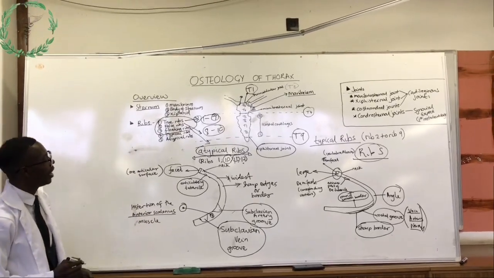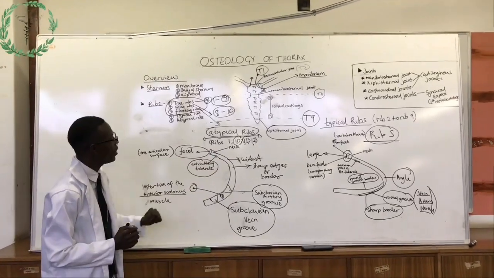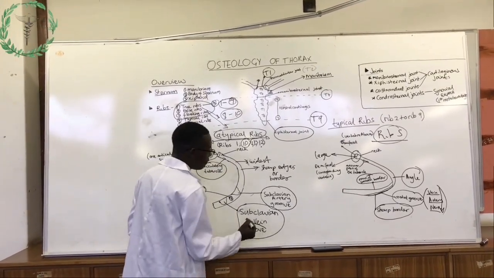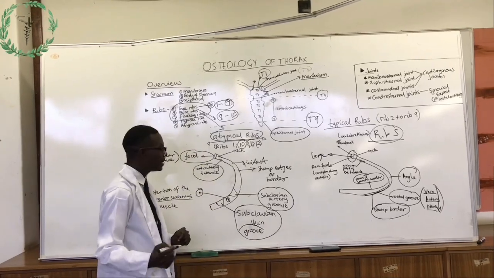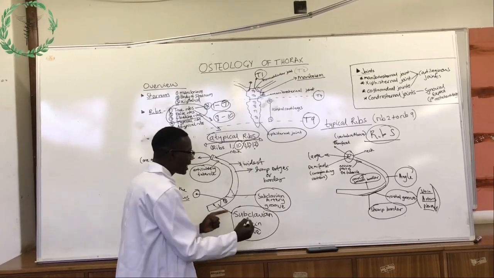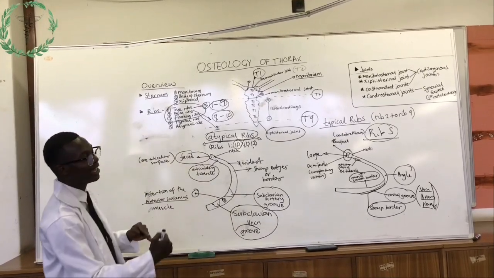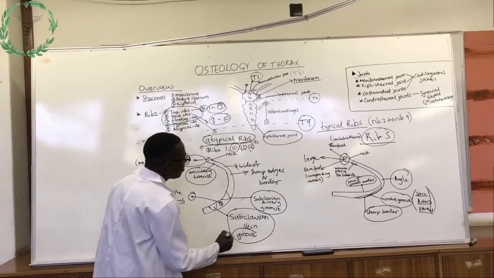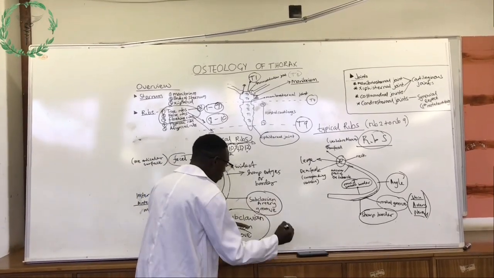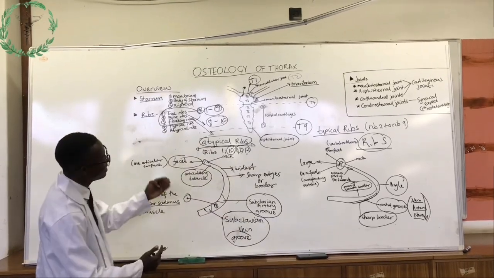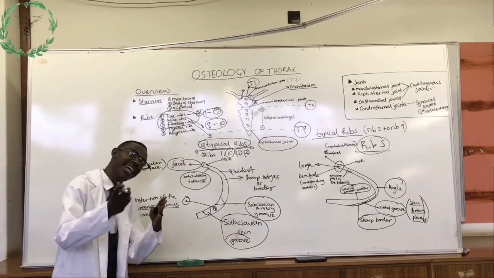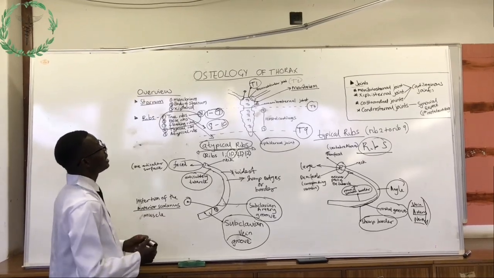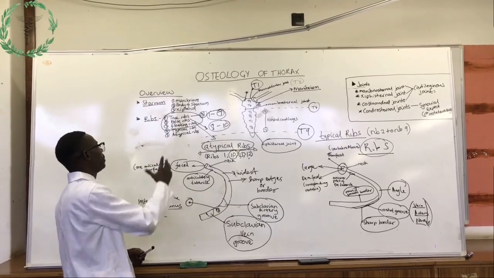So you find that on the first rib, we have grooves. The subclavian vein groove will accommodate the subclavian vein that is anterior to the anterior scalenus muscle, and then the subclavian artery groove will accommodate the subclavian artery, which is posterior to the anterior scalenus muscle. So basically, that's all about the ribs.